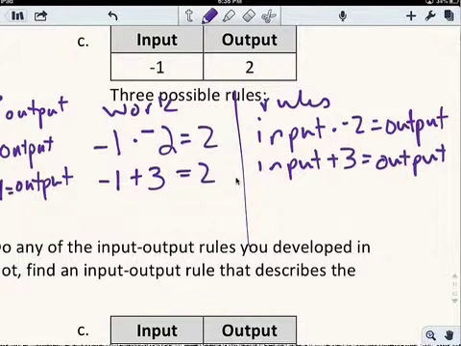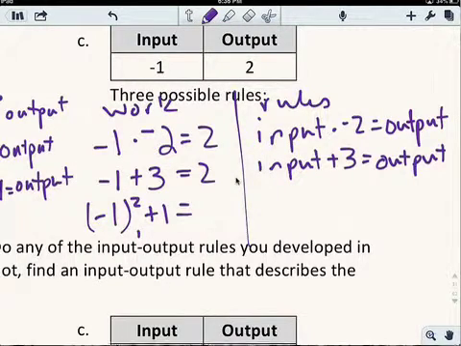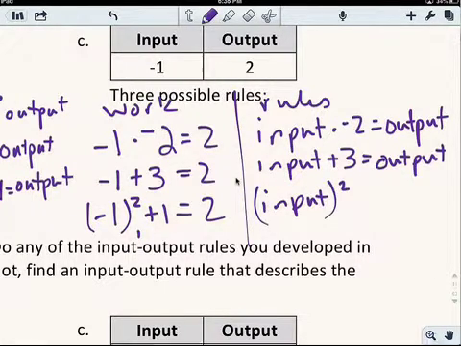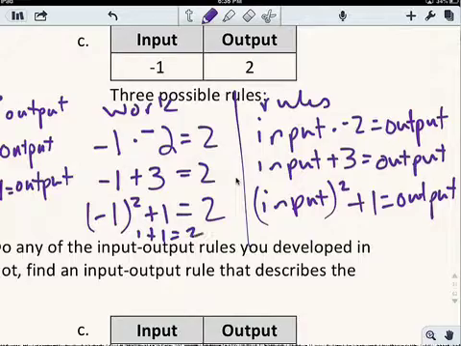And then finally, let's just get weird. Let's do -1 squared. That's -1 times -1. That makes +1. And then add 1 to it, and that equals 2. So that would be input squared plus 1 equals output. Because negative 1 times negative 1 is 1 plus 1 equals 2.